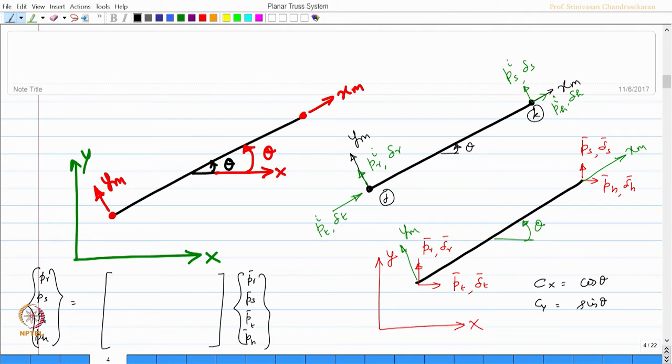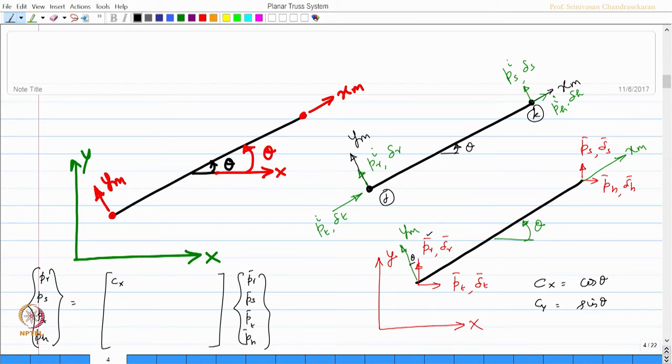So, let us quickly see how we transform this. You know, if we resolve p r bar along y m, obviously this angle is theta, this is also theta. So, I can say p r will be p r bar cos theta.